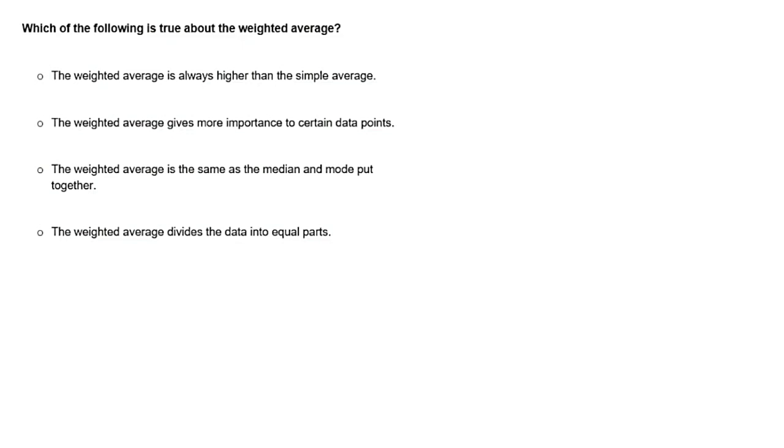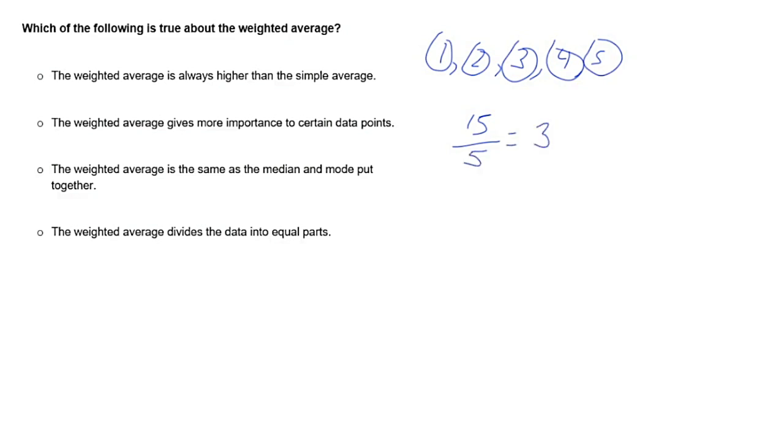If I had a data set consisting of 1, 2, 3, 4, and 5, and I wanted to find the simple average, or the mean, then I would add these numbers together. So that equals 15, divided by the total count of numbers that I have. So this is 1, 2, 3, 4, 5, so that's 5. That means my simple average is 3.